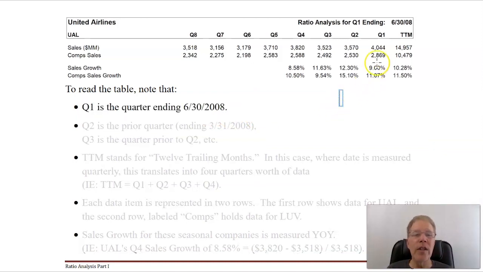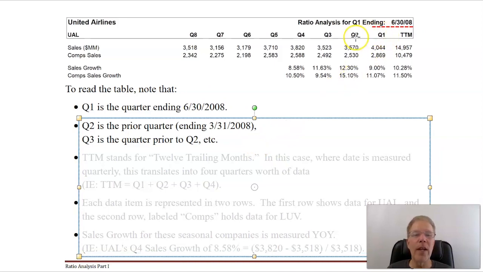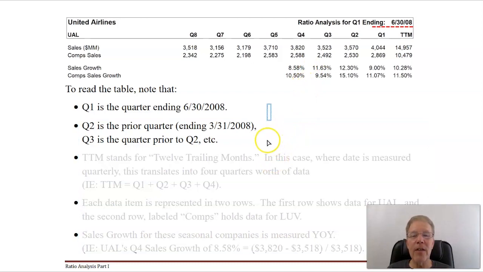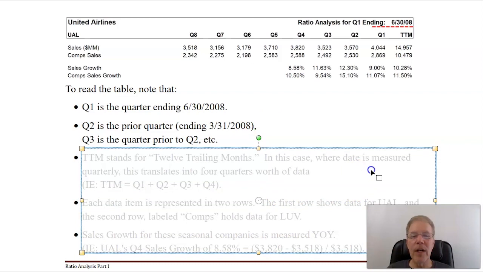So Q1 is always for the latest quarter, and it's telling us up here when that quarter is as of: Q1 ending 6/30/08. And so Q2 is the prior quarter going back in time, so that would be ending 3/31/2008. Q3 is older, et cetera. Okay, so we nailed that. Let's see what else we need to nail here.